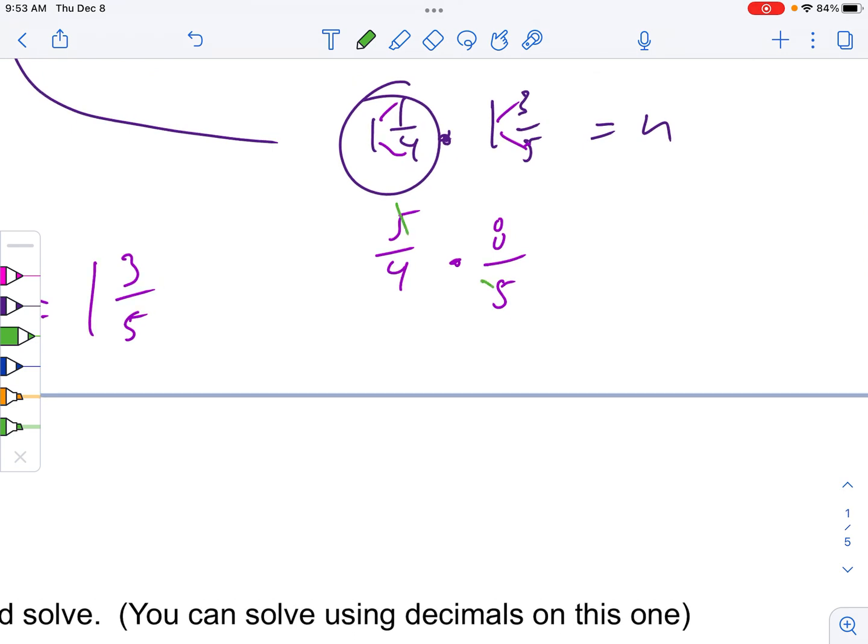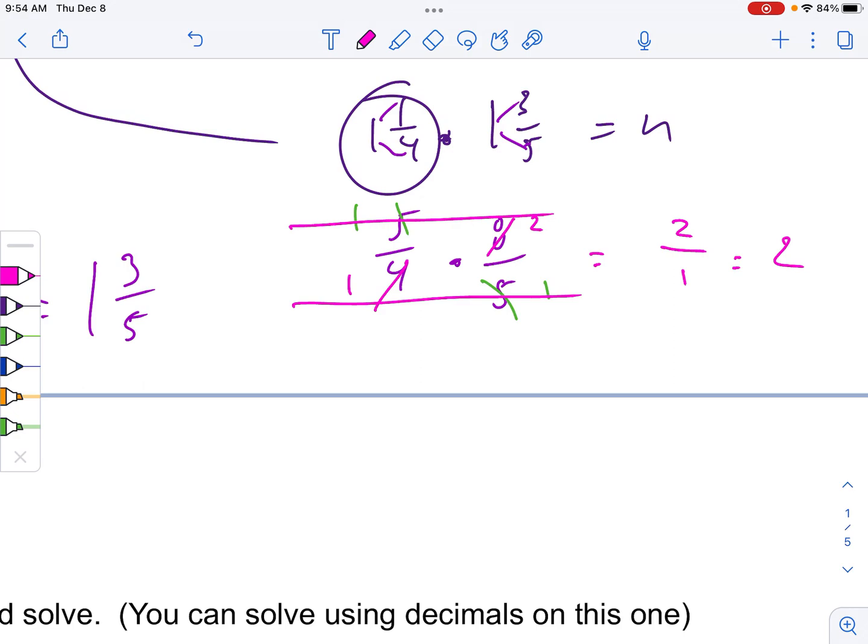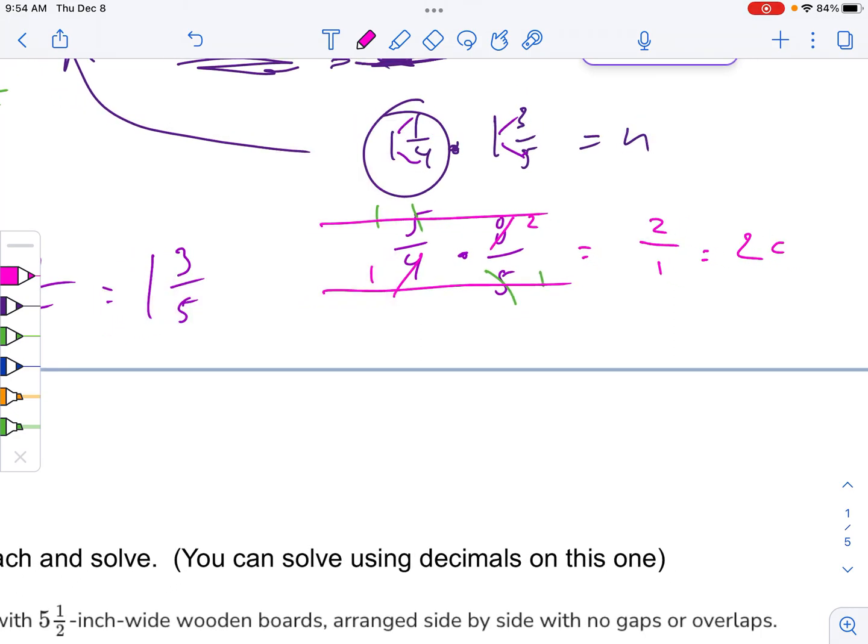All right, so 5 over 5 equals 1 over 1. 8 over 4 equals 2 over 1. So 2 times 1 is 2. 1 times 1 is 1. The answer is 2. That's how many centimeters.